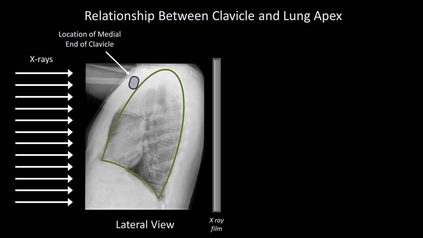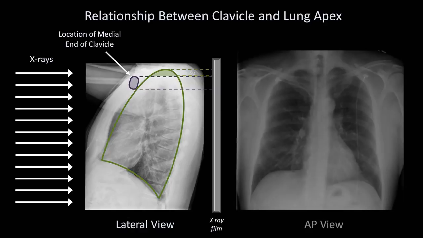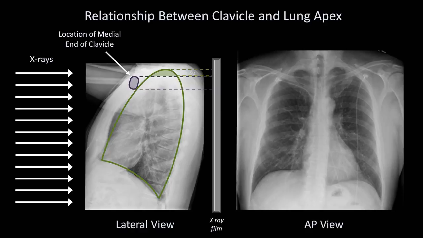If the shadow of the medial end of the clavicle is projected straight back, we would obviously expect it to fall here on the film. But notice that a tiny portion of the lung apex actually extends superiorly above the level of the clavicle. Therefore, when we look at a normal AP film, once we've identified the location of the clavicles, we can see a small portion of the lung apices above them.